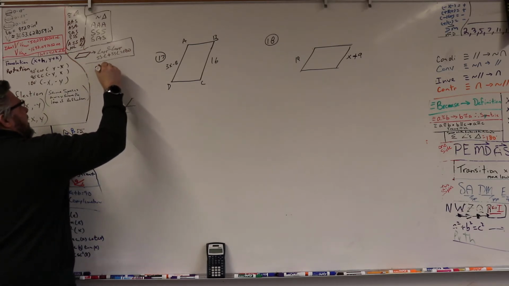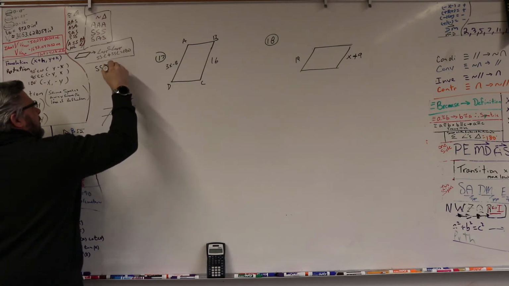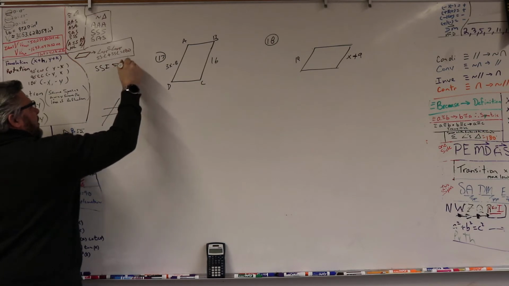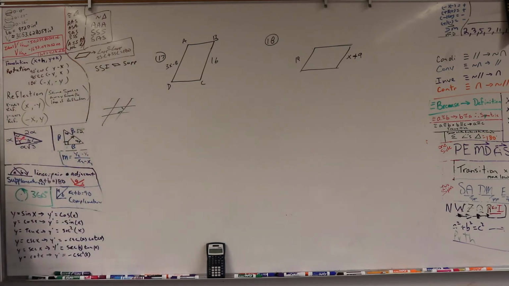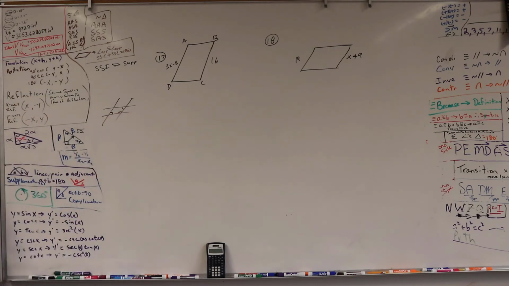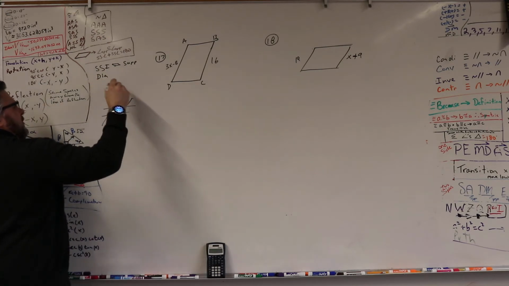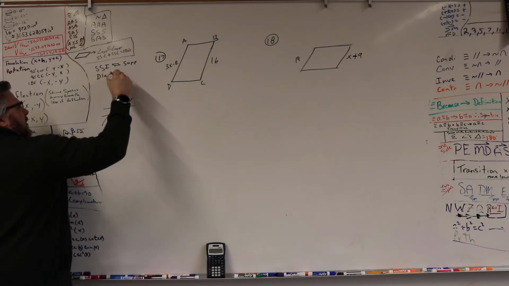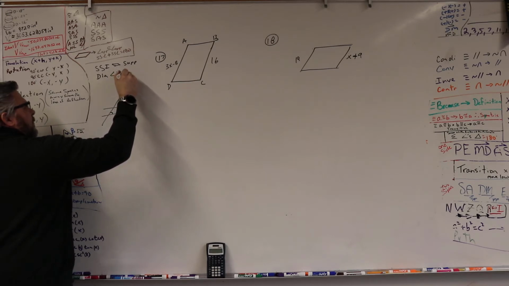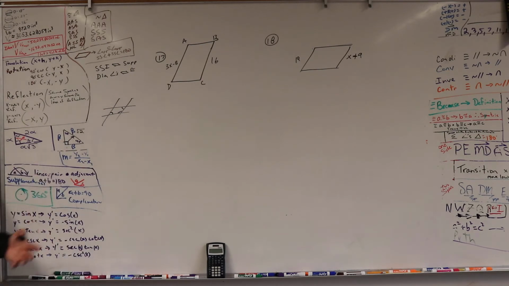We said same side interior angles of a parallelogram are supplementary. And that means that the opposites, from one corner to the other corner, from this corner to that corner, are going to be congruent. So we also found that the diagonal angles of a parallelogram are congruent. Okay? So what else do we find here?